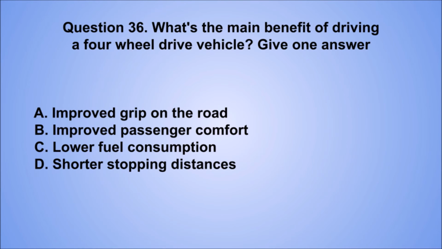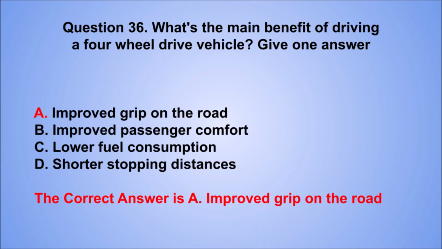Question 36. What's the main benefit of driving a four-wheel drive vehicle? Give one answer. A. Improved grip on the road. B. Improved passenger comfort. C. Lower fuel consumption. D. Shorter stopping distances. The correct answer is A.